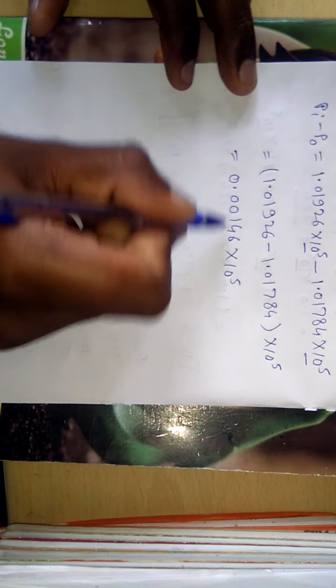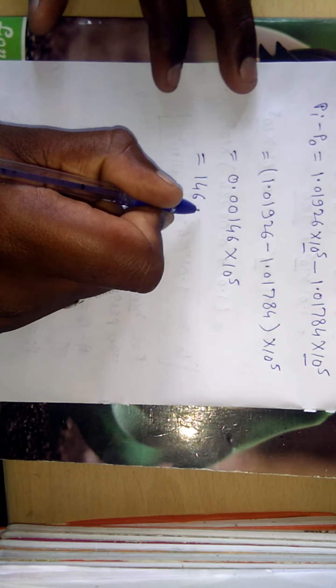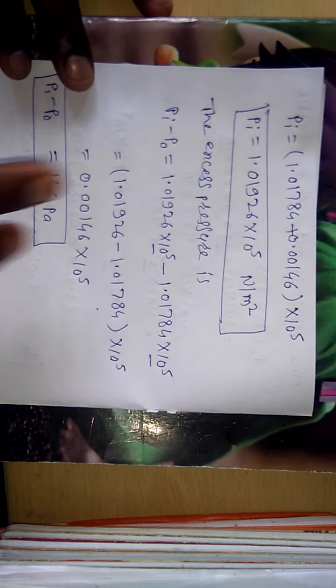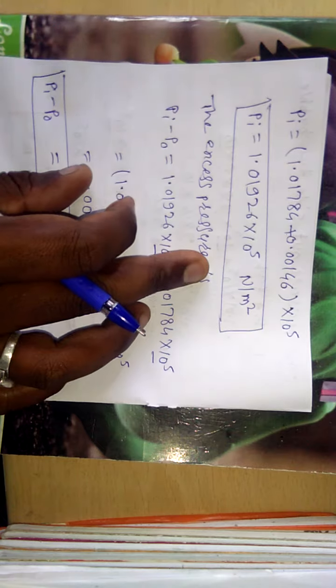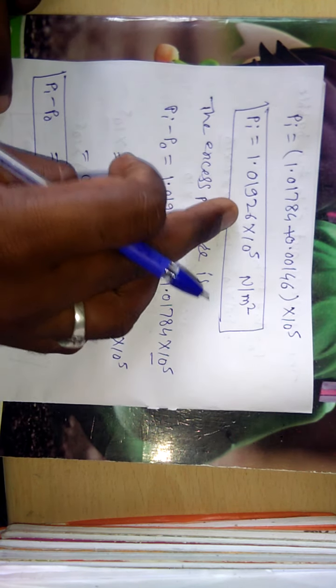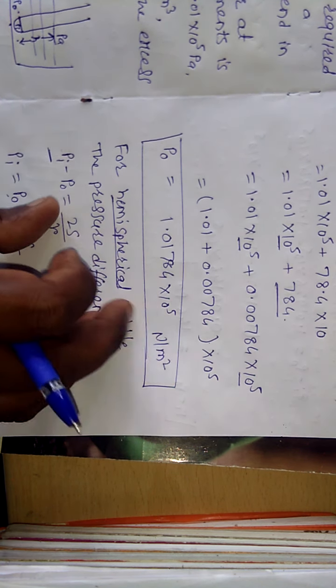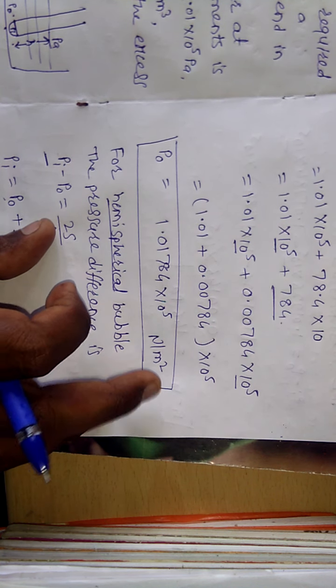When we multiply this by 10 to the power of 5, we get 146 Pascal or Newton per meter square. Therefore the excess pressure is 146 Pascal, and the pressure inside the hemispherical bubble is 1.01926 into 10 to the power of 5 Newton per meter square or Pascals. The pressure outside the bubble is 1.01784 into 10 to the power of 5 Newton per meter square or Pascal.